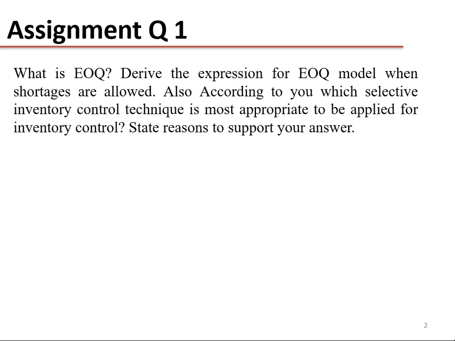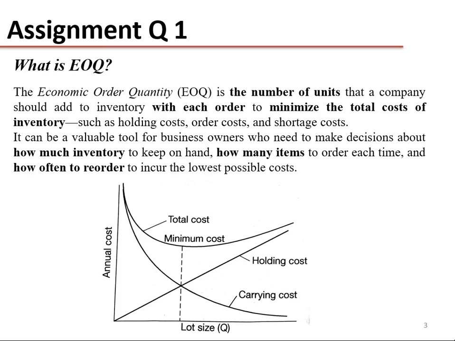Okay, let's start with the very first part. That is, what is EOQ? We all know that EOQ, the full form of which is economic order quantity, is basically how much quantity we are going to put in an order. That means in one order how many units we are going to put, so that the total cost of the inventory is low.